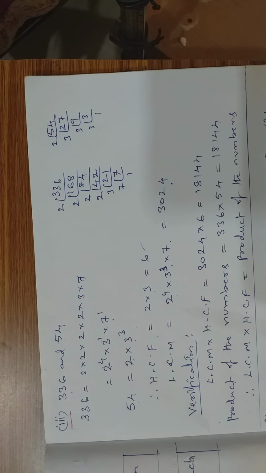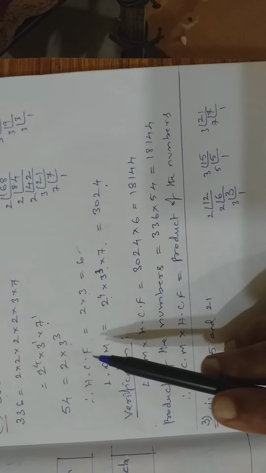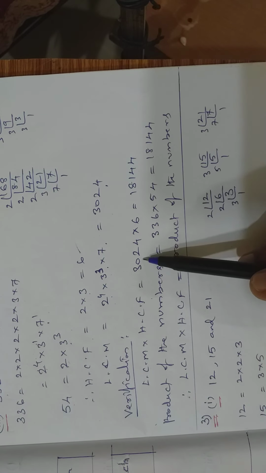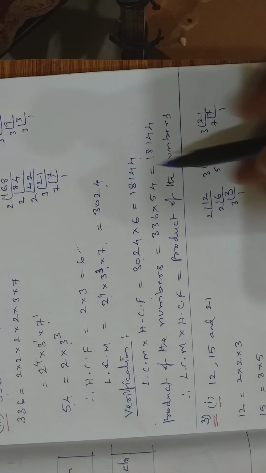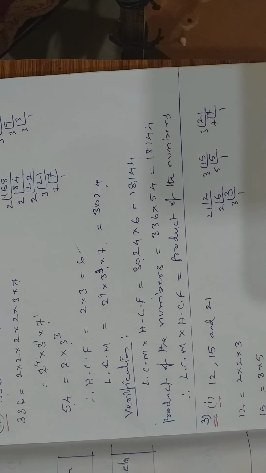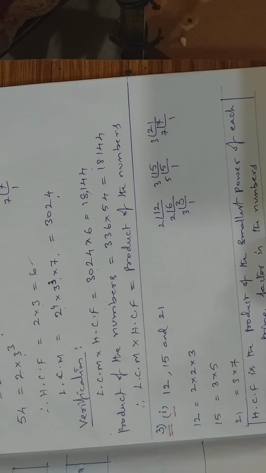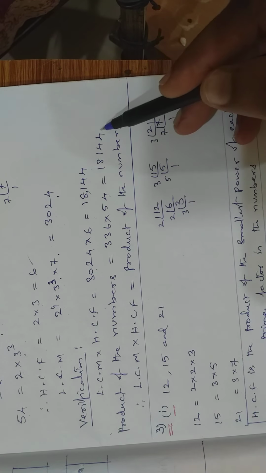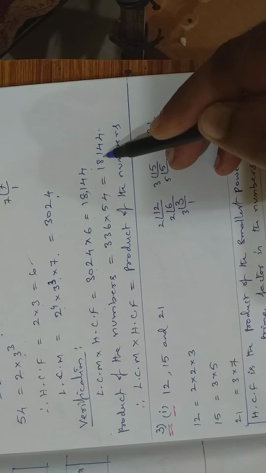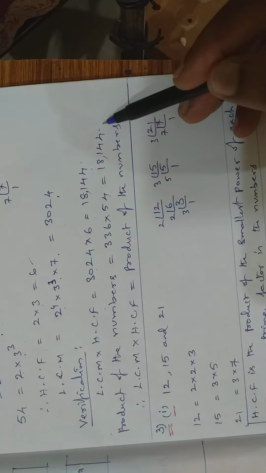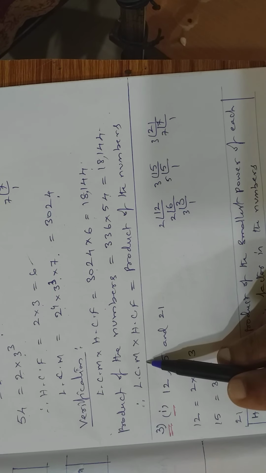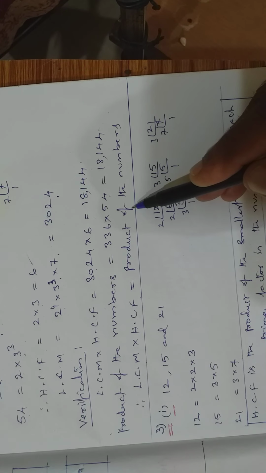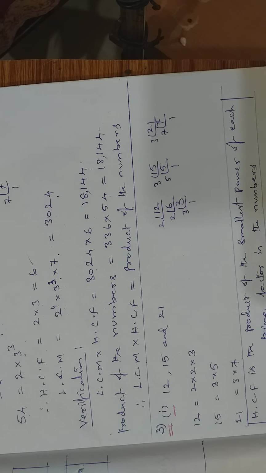Now let us verify. How to verify? Let us multiply the LCM and HCF. What is the product of LCM and HCF? 3024 into 6, we get 18,144. Now, let us multiply the given two numbers. The product of the given numbers, 336 into 54, is also the same, 18,144. Now we get the same answer for these two. Therefore, we can say LCM into HCF is equal to the product of the numbers. Thus, it is verified.